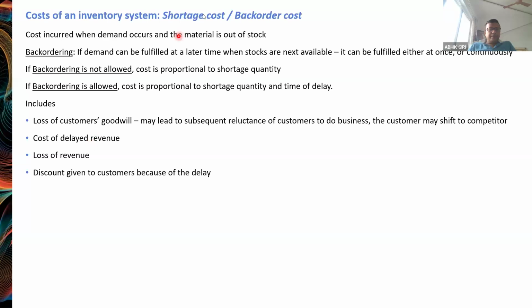And what does this shortage cost or back order cost consist of? This would lead to delayed revenue, loss of revenue, and sometimes because we are giving the material late to the customer, we might offer some discount. So there again, you're losing some money. And the most important part is you might lose customers' goodwill, because later on, when the customer needs that product in future, they might think, oh, this company was not able to give me the product when I needed, so they'll shift to the competitor.